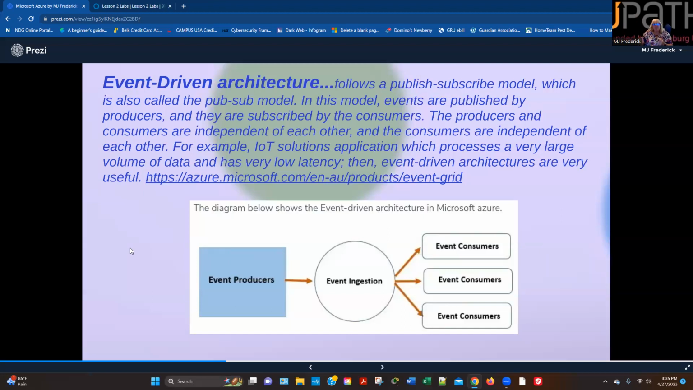So you have event producers, then you have your event ingestion, and then whoever your consumers are going to be. And you can have a number of producers and you can have a number of consumers. But this is what it looks like when you're looking at event-driven architecture.